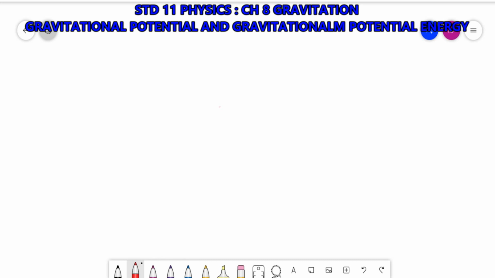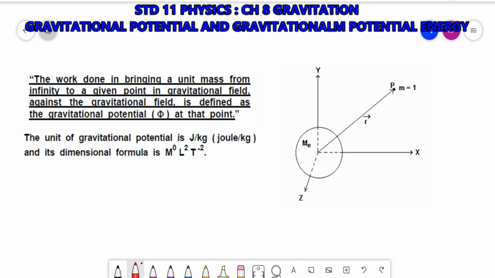Hello students, welcome back. I am Rinkesh sir and our today's topic is gravitational potential and gravitational potential energy near the surface of the earth. First, let's see what is gravitational potential. The work done in bringing a unit mass from infinity to a given point in gravitational field against the gravitational field is defined as the gravitational potential.